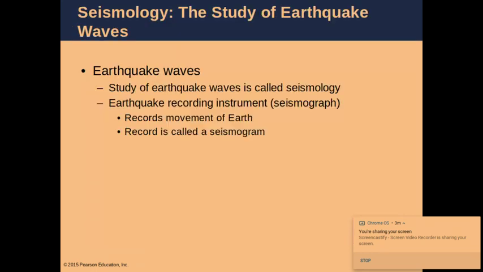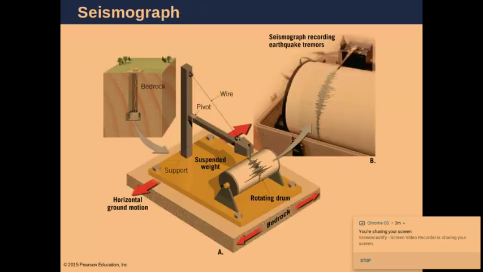So earthquake waves, the study of them is called seismology. So three seismo words here. Seismology is the study of earthquake waves. The instrument that we use to record our waves is called a seismograph, and the record that it keeps is called a seismogram. So that's the actual piece of paper that has the little squiggly lines on it. And here's an example of one. We drill these down and put them into the bedrock so that they can really accurately get a sense of how much movement there is.